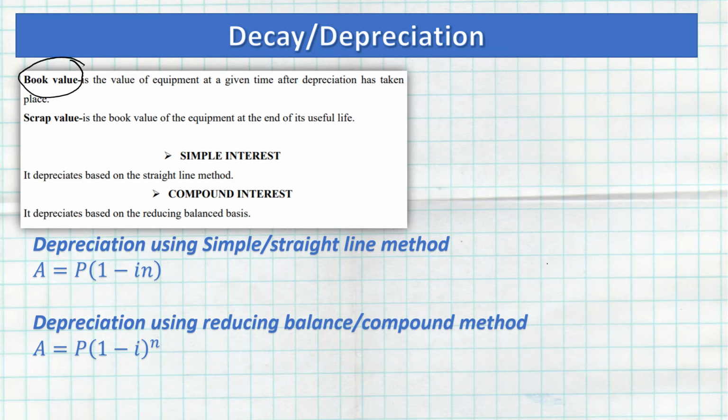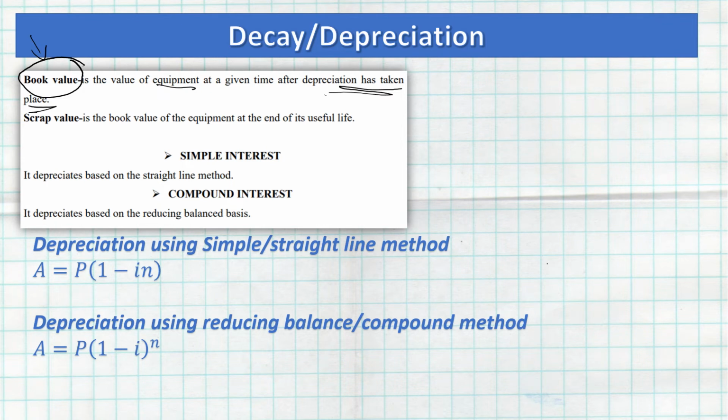For example, I'll just use a phone. Say I bought a phone 3 years ago and I want to sell it now. Maybe I bought it for 500 then, but now because it has depreciated, when we go and calculate, we find that you can sell it for 200 instead of 500 or more. You can go and sell it for 200. So that 200 will be called what? The book value. So it's the value of that equipment at a given time after depreciation has taken place.